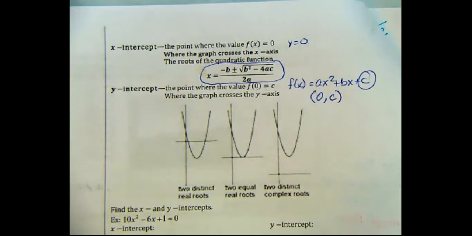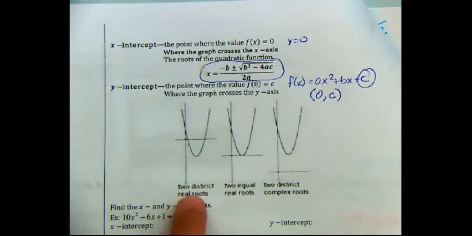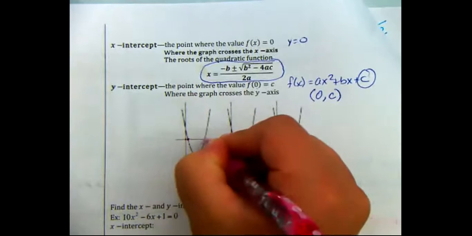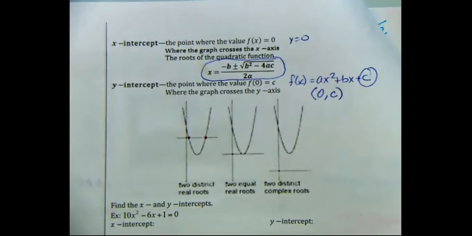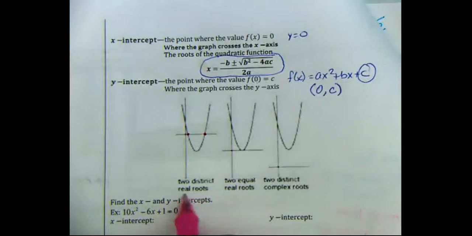Okay. So when we're dealing with modeling quadratics, we do want to know the different types of roots in general, right? So when our parabola is crossing our x-axis in two places, okay, that gives us two distinct real roots. So distinct meaning different, right? So we have two distinct real roots.